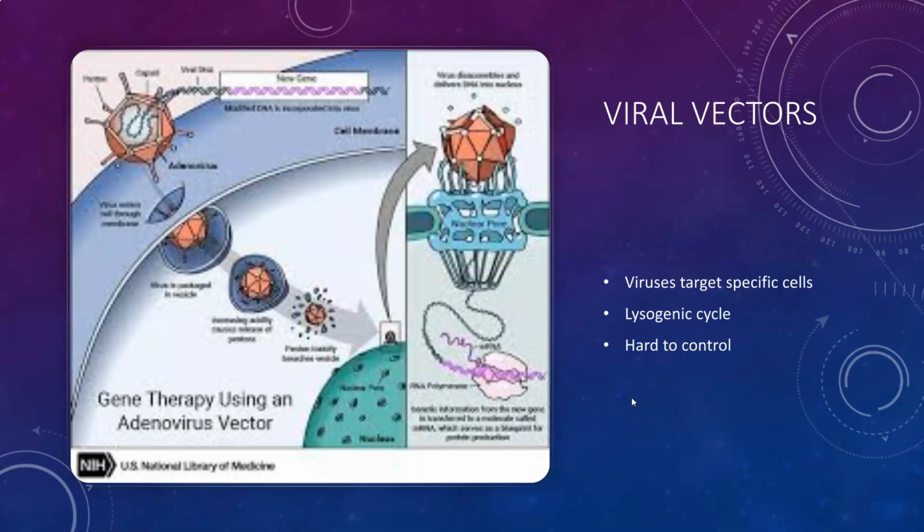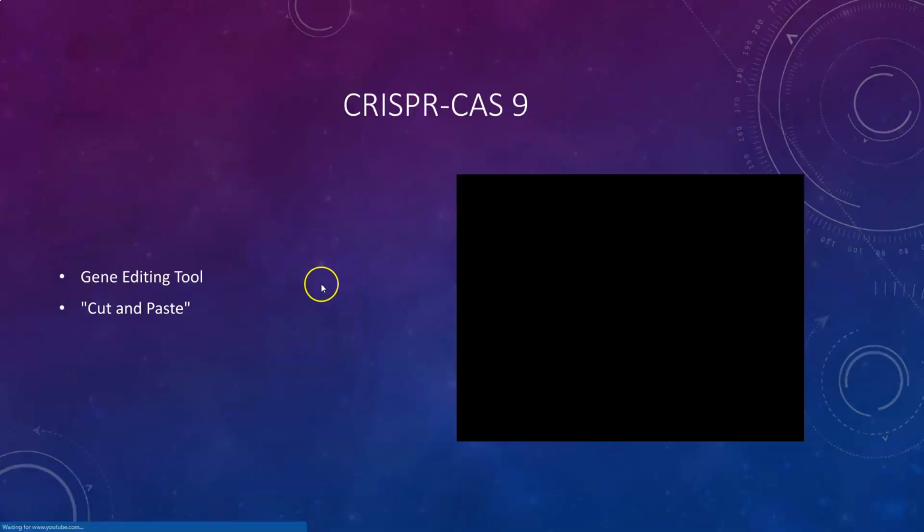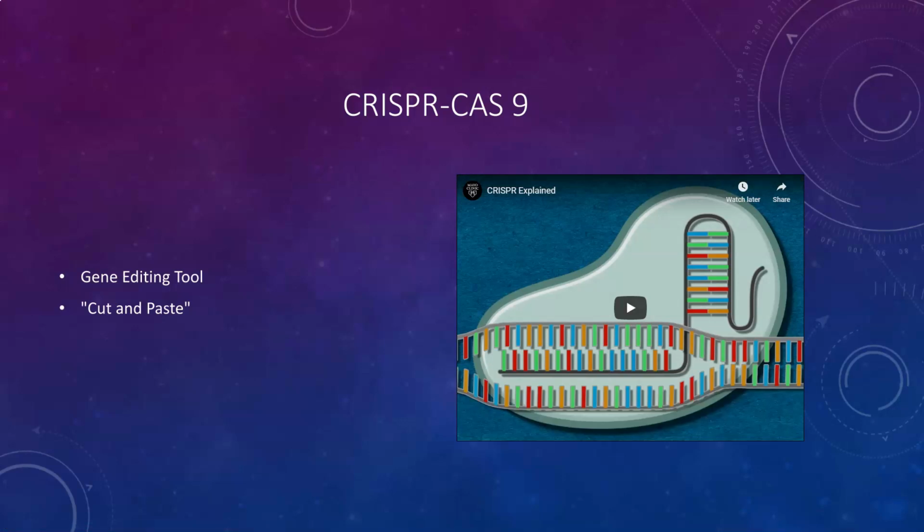The more recent tool is CRISPR-Cas9, which is a gene editing tool, and it allows you to cut and paste DNA. You can cut out the bad DNA and then paste in pretty much the exact sequence you want. It's pretty effective, it's pretty efficient, and it's pretty successful.